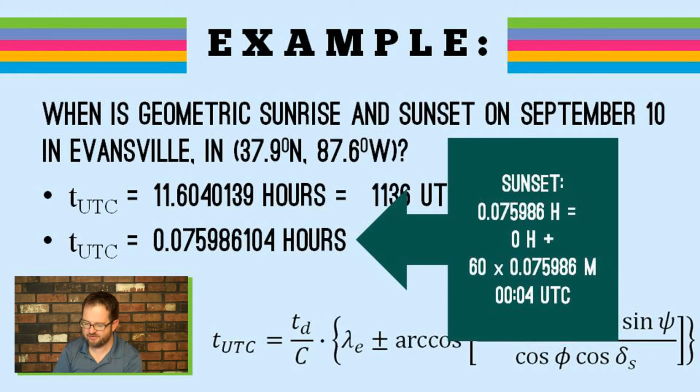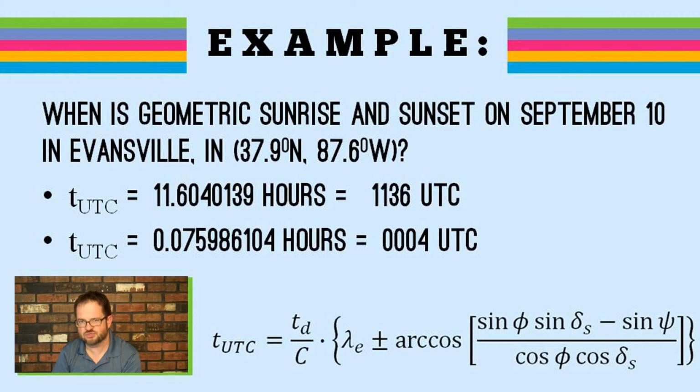In the same sort of way, if I show you that the sunset is at 0.07 hours, that means we are at 0 hours plus 0.07 times 60 minutes. That gives us our time, which is 0004 UTC, 4 minutes after 0 UTC.